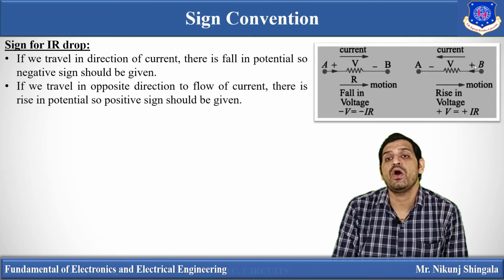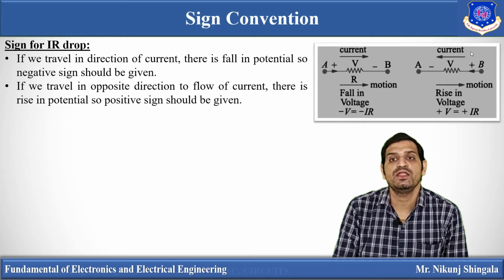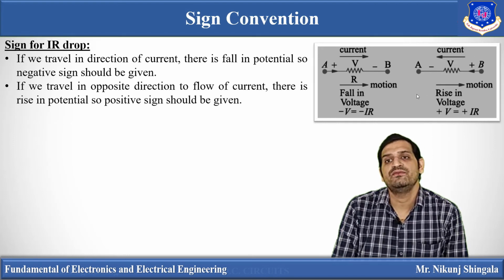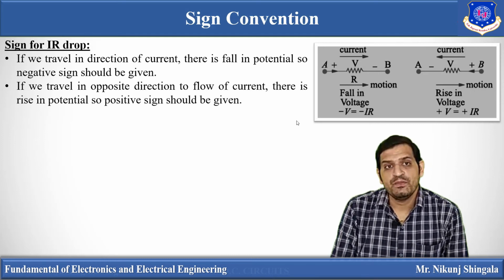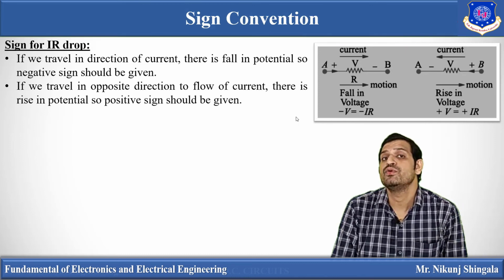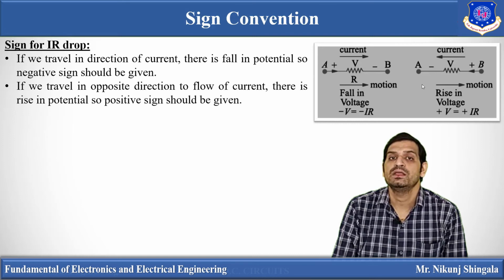If we travel in the opposite direction of the current, now current is flowing in this direction and we are traveling in this direction, so we are traveling in the opposite direction of the current. So there is a rise in potential because current flows from higher potential to lower potential, and we are traveling from lower potential to higher potential. So there is a rise in potential, so the positive sign should be given.